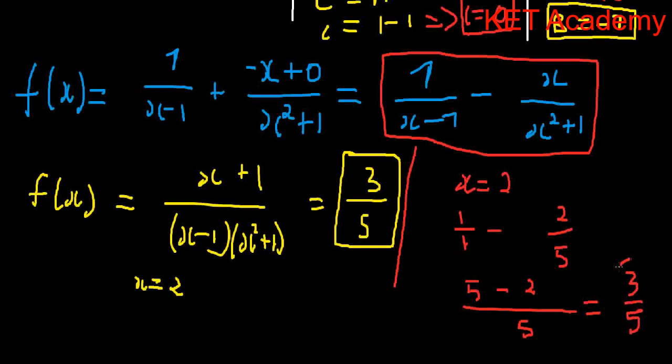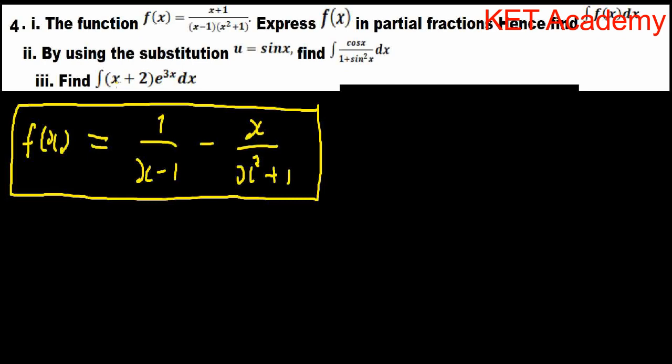So here you are already satisfied that your partial fraction is correct, since it is the same as this. So that is the answer. It means that this is a partial fraction for f of x. Question 4 sub 1 says that after expressing this in partial fractions, hence find the integral of f of x.